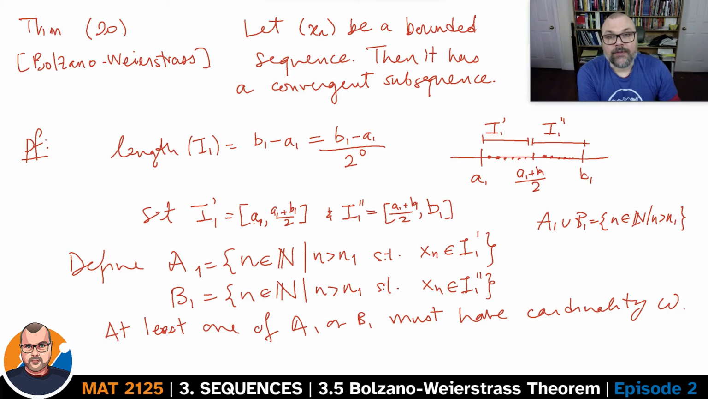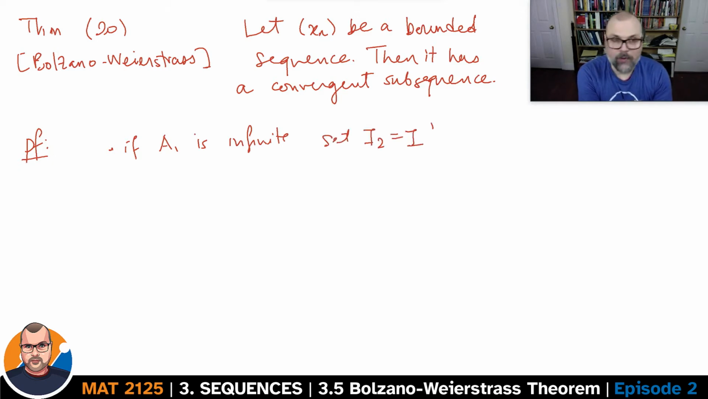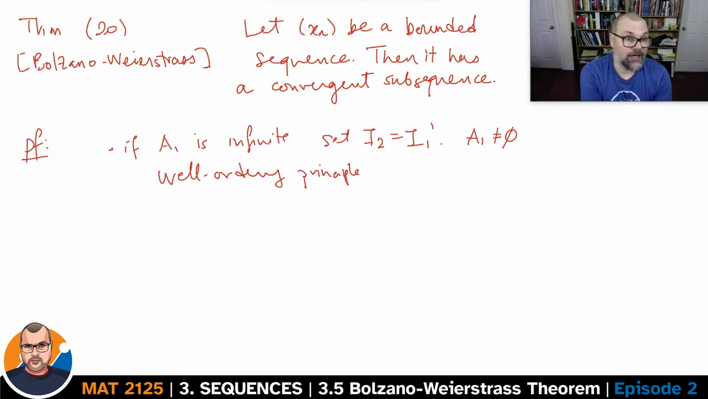Well, what are the options? If A1 is infinite, what you're going to do is create a new interval, I2, which will be I1 prime. So the interval that contained infinitely many points of the original sequence. Now A1 being an infinite set of integers is not empty, and by the well-ordering principle, every set of positive integers which is not empty has a smallest number. I'm going to say the smallest number is n2.